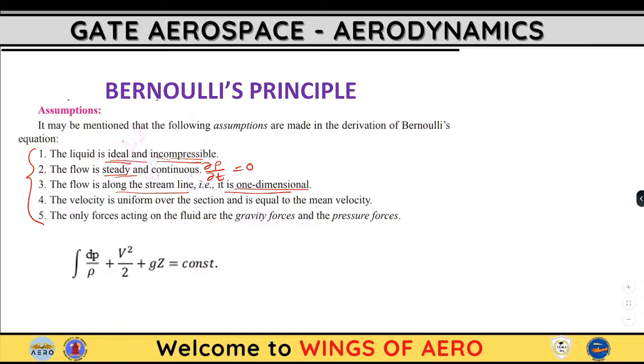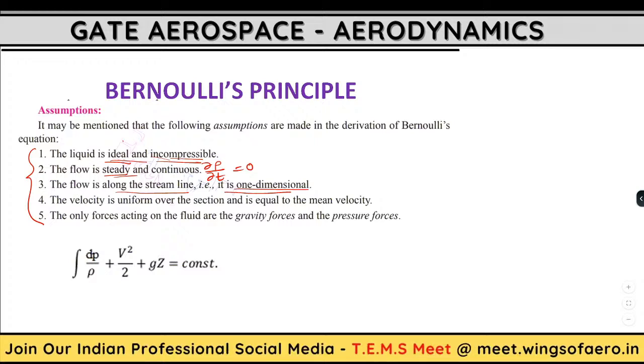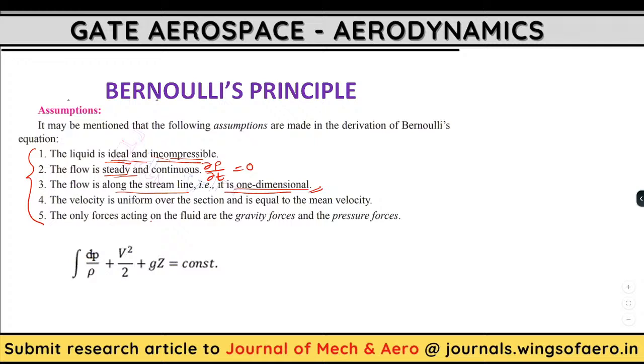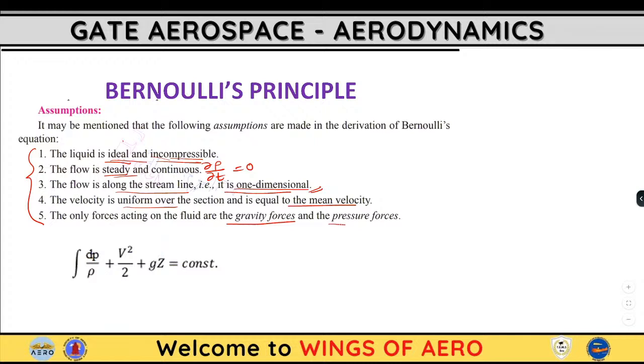They will ask you to predict which dimensional flow it is, whether it's 1D, 2D, or 3D. So this is also one of the key points. This is a 1D flow, where the velocity is uniform over the section and equals the mean velocity. Then the forces acting are only the gravity force and the pressure force.